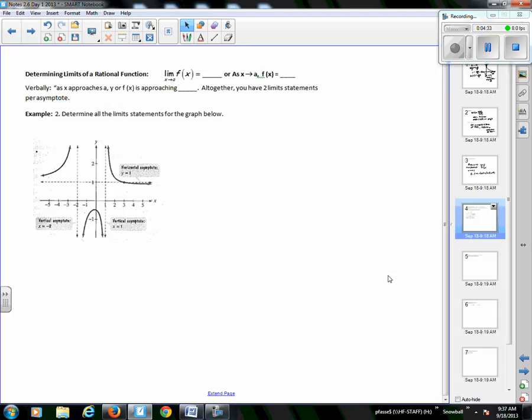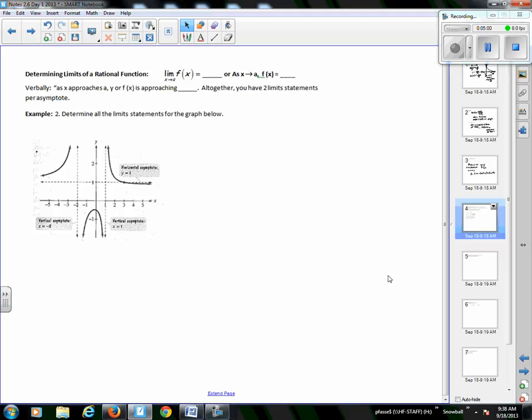So look at the verbalization of this. As x approaches a, and it's going to be some specific value, y, or f of x, remember f of x is our output, which is a y, is approaching blank. And that's what you're going to fill in, this blank here. Altogether, you're going to have two limit statements like this one or that one, for every asymptote. That will make sense as we go through.